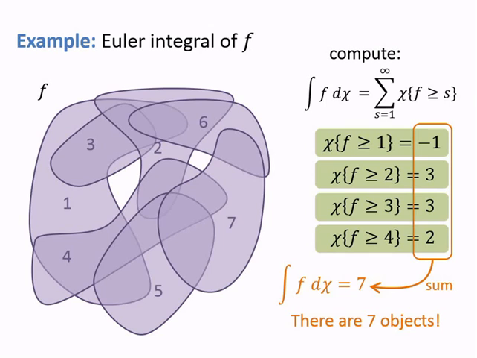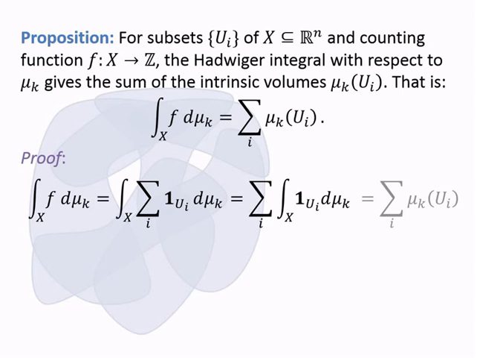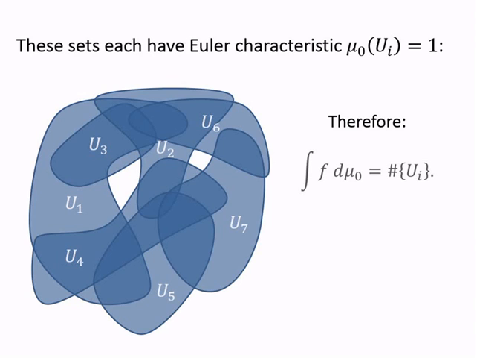So you might ask, well, is this a coincidence? Does the Euler integral always give you the count? Well, it does, as long as the objects have the same Euler characteristic. So in general, if I have a collection of subsets of R^n with a counting function, then the Hadwiger integral of the counting function gives the sum of the intrinsic volumes of the sets. I don't have much time to go through the proof. Sorry about that. So in this example, all the sets have Euler characteristic 1, so the Euler integral in fact gives the number of sets.